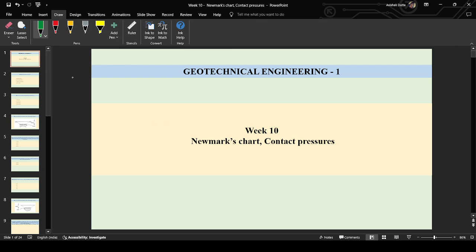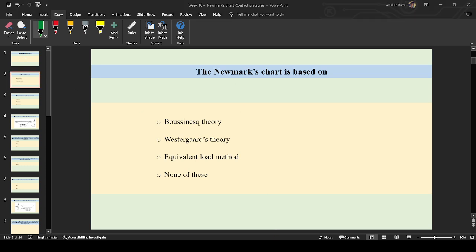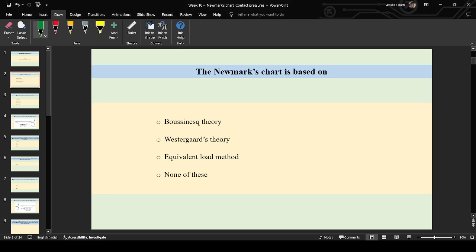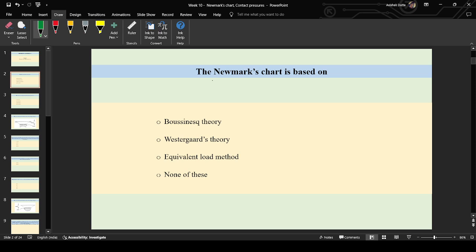Okay. So the first question was Newmark's chart is based on which theory? Boussinesq's theory, Westergaard's theory, equivalent load method. Okay. Newmark's chart is based on Boussinesq's theory. Okay. Boussinesq's theory is the basis, and from that, Newmark's chart has been derived. The main concepts, not the methodology, but the concepts.